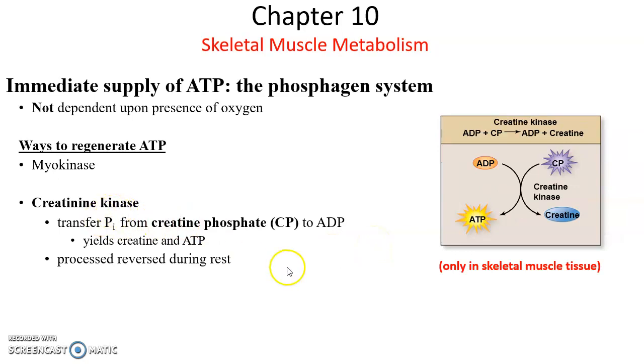We also have creatine kinase, which is specific to skeletal muscle tissues. That can do sort of a similar thing, but in this case, it's taking a phosphate off of creatine phosphate and putting it onto the ADP. So that's how we generate more ATP, with phosphate removed from creatine phosphate, turning it into just creatine. And these processes can be reversed.